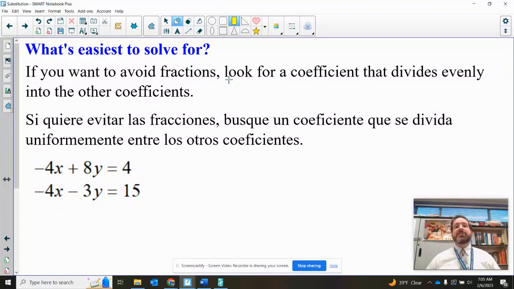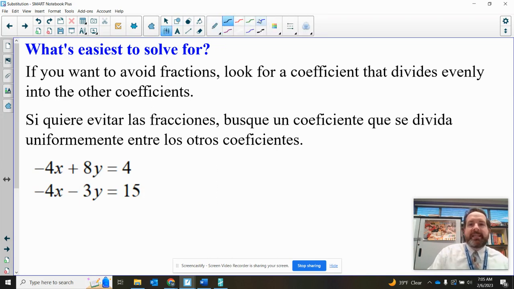When it comes to solving for a variable, sometimes the choice is easy. If there's already a variable that doesn't have a coefficient in front, that's an easy one to solve for. But sometimes it's tougher. Let's take a look here at this case, and I'll give you a tip.